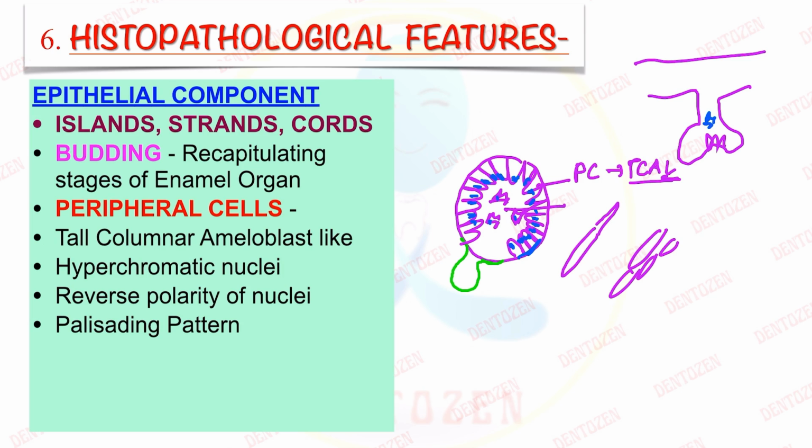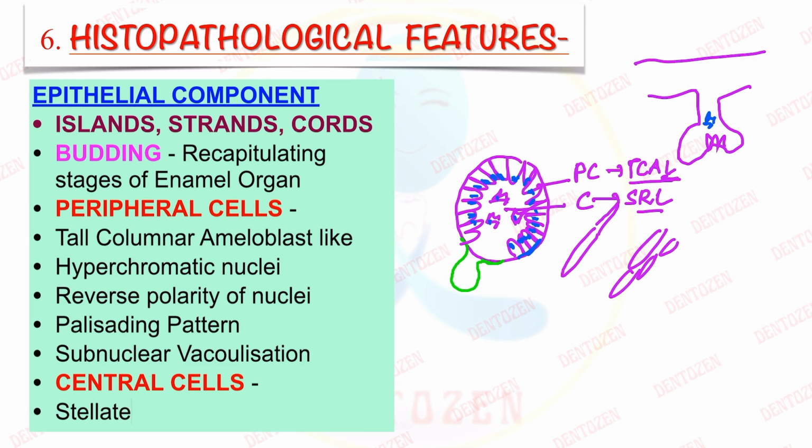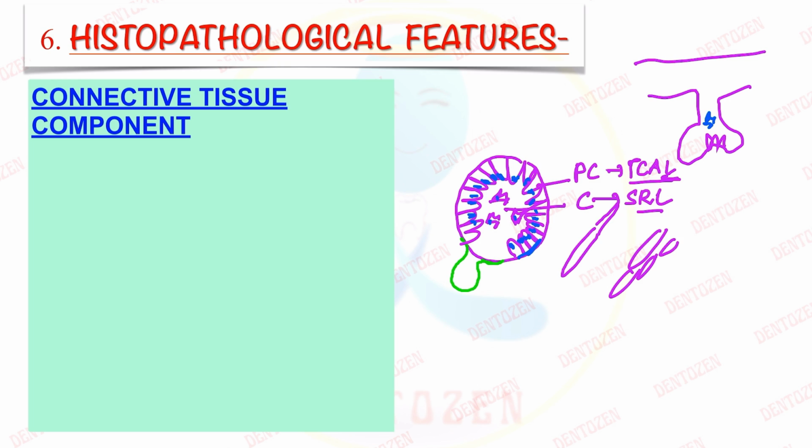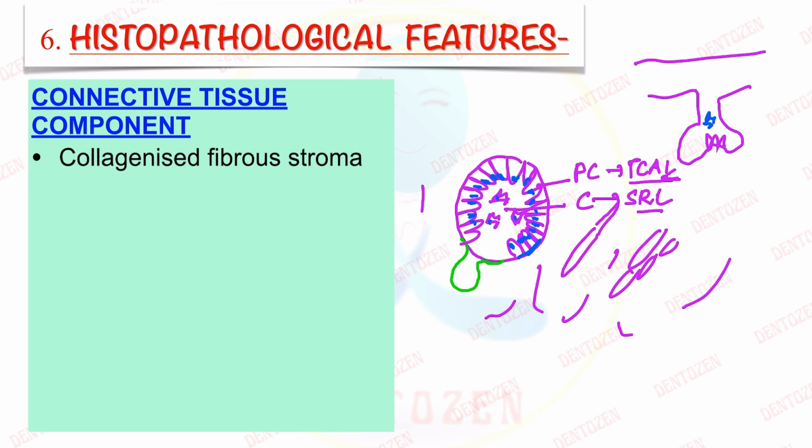So these are called central cells, stellate reticulum like cells. Now if we talk about the connective tissue component, the connective tissue between these epithelial islands or the cords or the strands is made up of collagenous fibrous stroma.